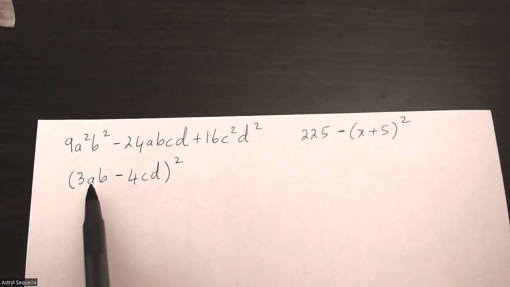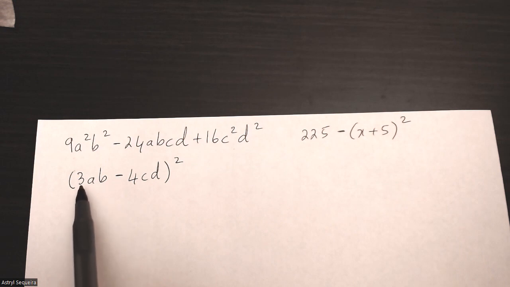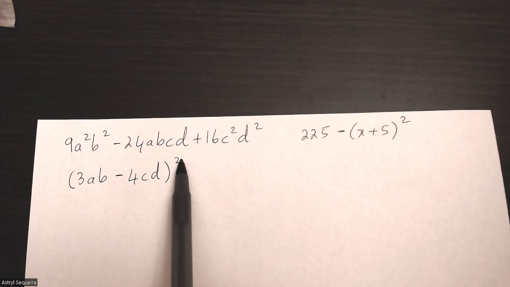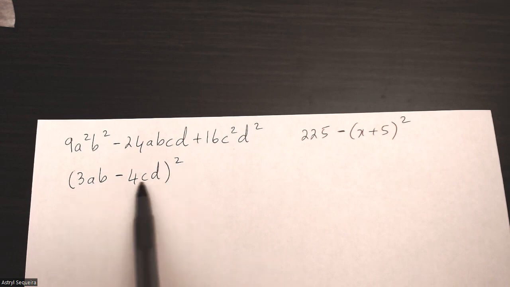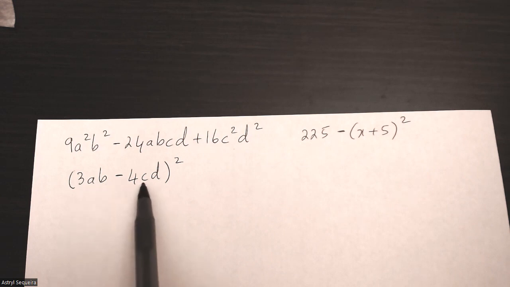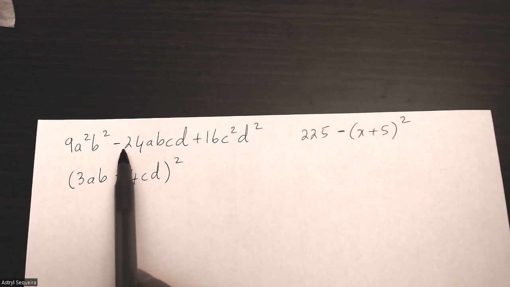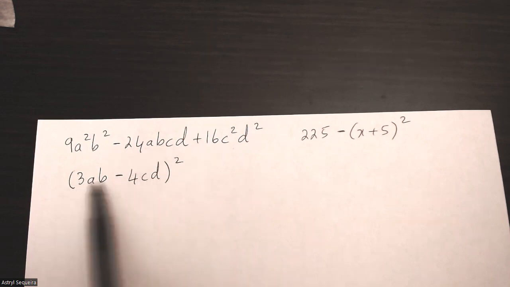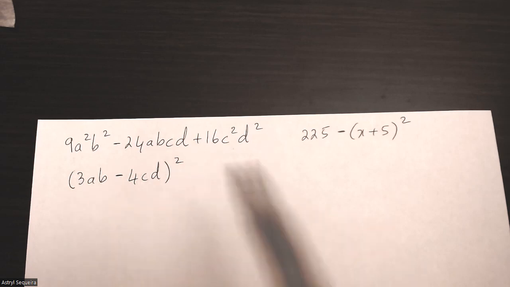Now I want to do my test to make sure it's correct. So I'm going to do 3ab times 4cd times 2. 3ab times negative 4cd is negative 12abcd, times 2 is negative 24abcd, which is the middle term here. So that means my solution is correct.